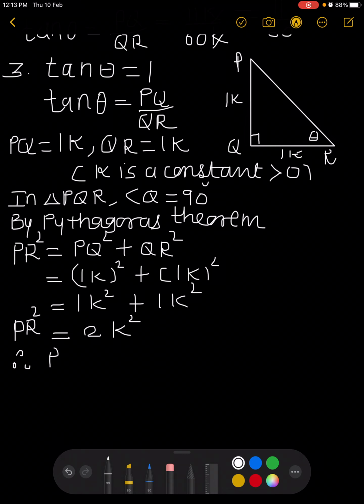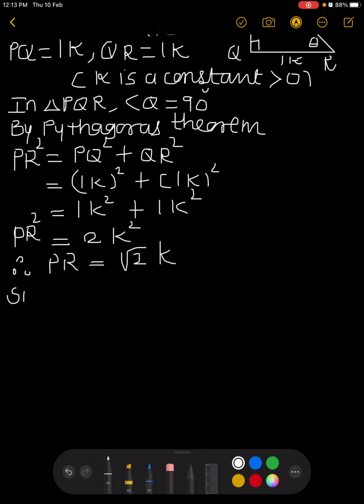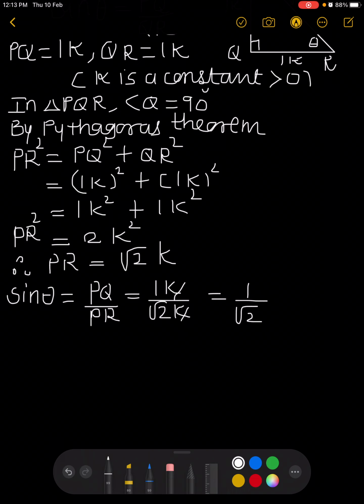Let us obtain square root of PR square, it is PR. Square root of 2 is root 2 and K square root is K. We have got here PR as root 2 K. Now the two ratios let us obtain. The first ratio is sin theta. Opposite of theta is PQ and the hypotenuse is PR. We know PQ here as 1K. The hypotenuse is root 2K. K cancel them. We obtain 1 upon root 2.